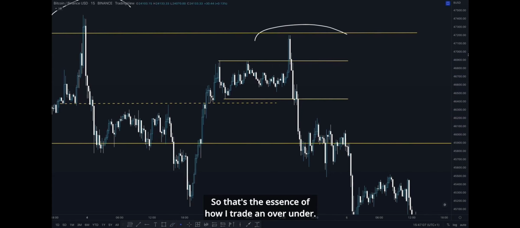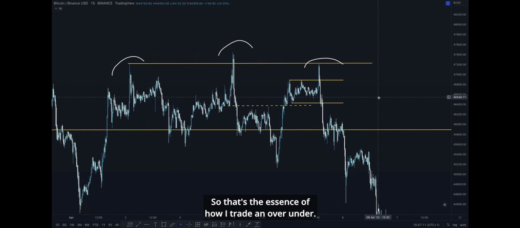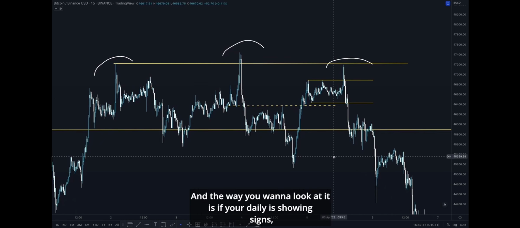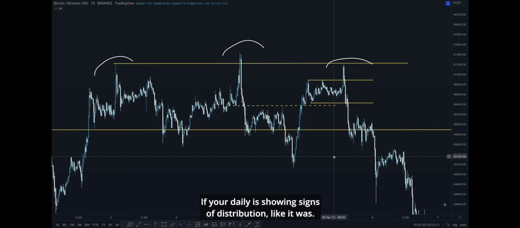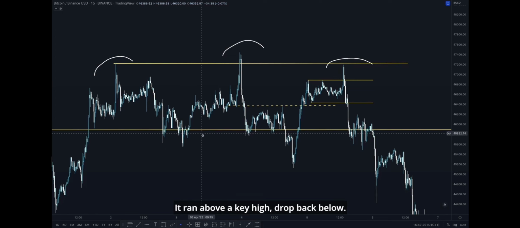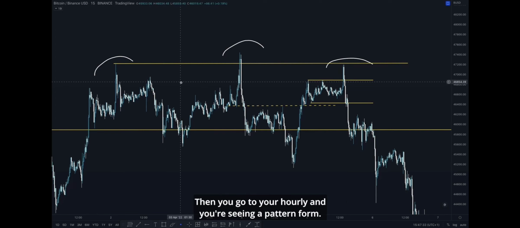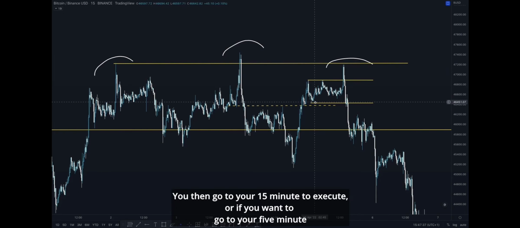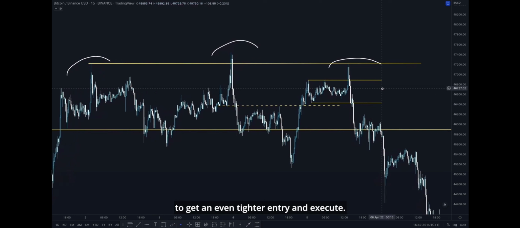So that's the essence of how I trade an over-under. It's the exact same for an under-over, just in reverse. And the way you want to look at it is, if your daily is showing signs like we just showed, you went to the daily, always start with the daily. If your daily is showing signs of distribution, like it ran above a key high and dropped back below, and then you go to your hourly and you're seeing a pattern form, you then go to your 15-minute to execute, or if you want, your 5-minute to get an even tighter entry.